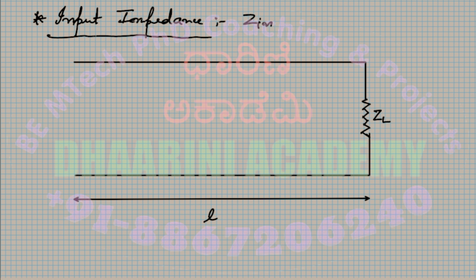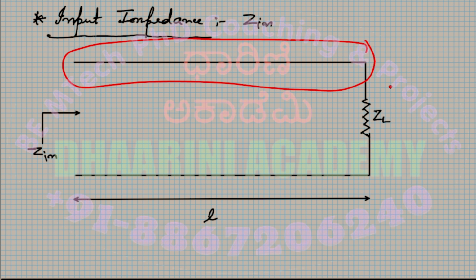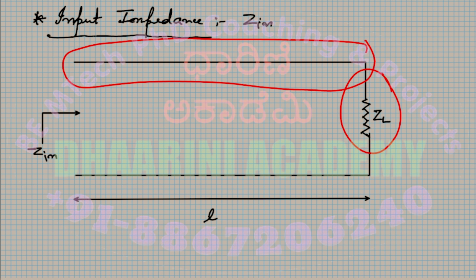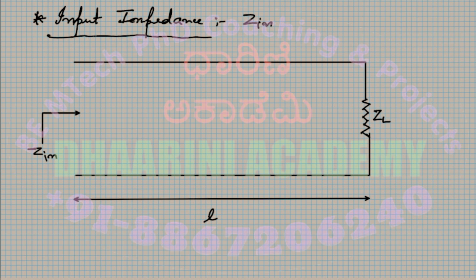Now, if you look into this line from the input side, you will see an impedance, that is called the Z in of the line. So normally this impedance, whatever we call Z in, actually takes care of the impedance of this line and this load. So it's always like that. Okay, it's a total impedance, right? Just to make you understand, I'm telling this, but exactly we don't calculate it that way. We calculate it in a different way.